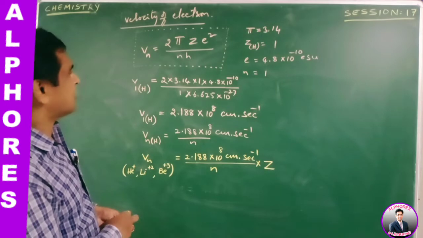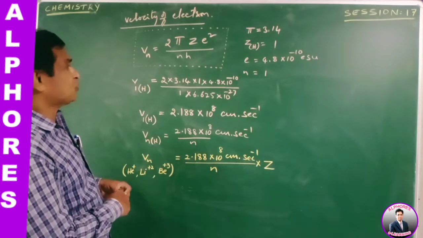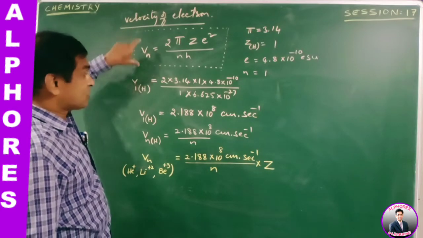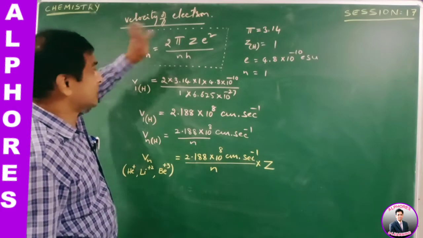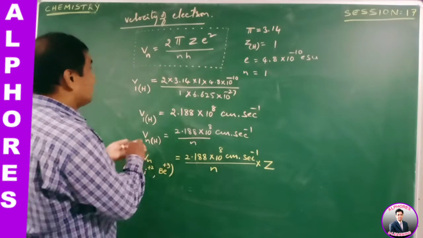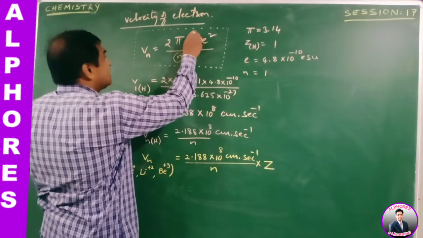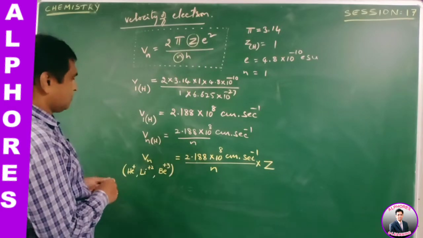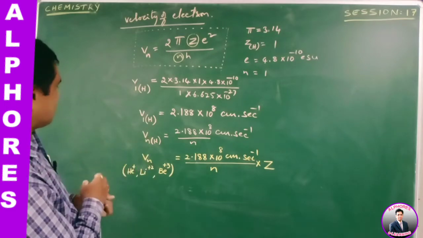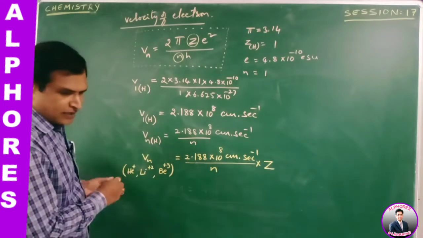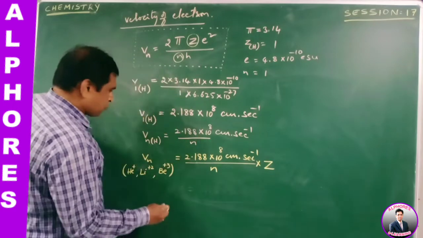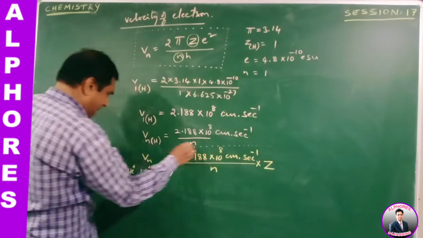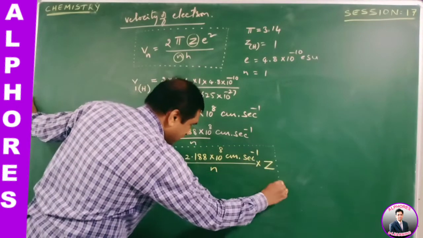Okay, so these are the important relations to calculate the velocity of the electron. The basic fundamental: the velocity of the electron in the nth orbit can be represented by this equation, where n is the nth orbit and Z is the atomic number of that species. So the velocity relation is given like this, for the velocity of the electron in the nth orbit of species like hydrogen.